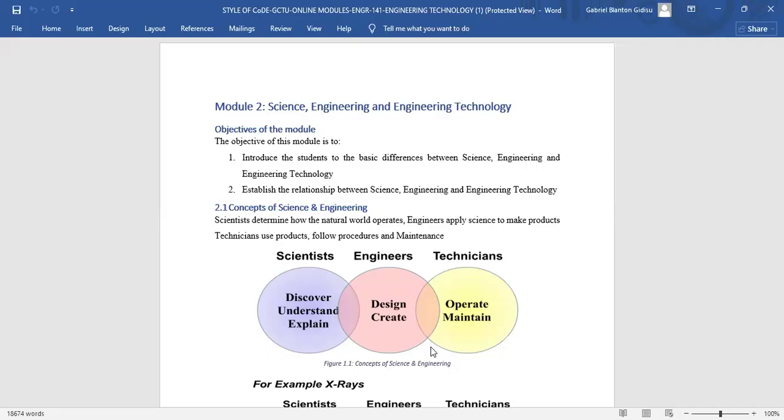Science determines how the natural world operates. Engineering applies science to make products. Technicians use products, follow procedures and maintenance.